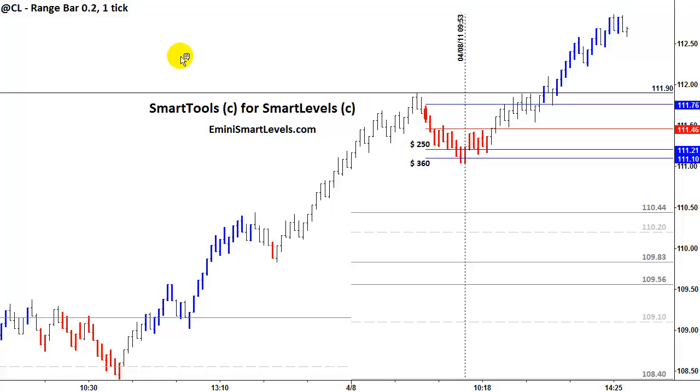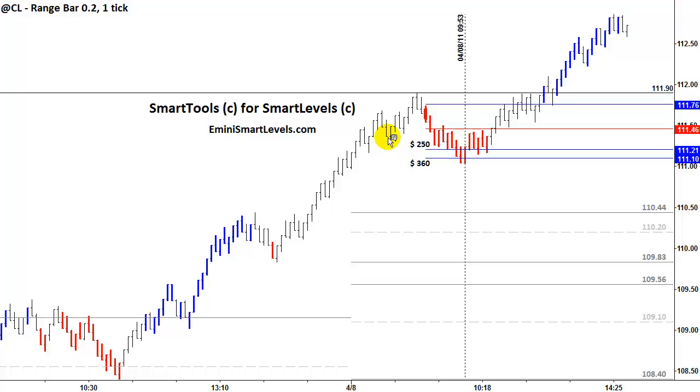Hello everyone, and welcome to this crude oil futures review using SmartTools for SmartLevels. The chart is a 0.2 range bar chart based on tick data. These black bars here represent the overnight trading activity. All times are Eastern Standard Time, which is Greenwich Mean Time minus 5.